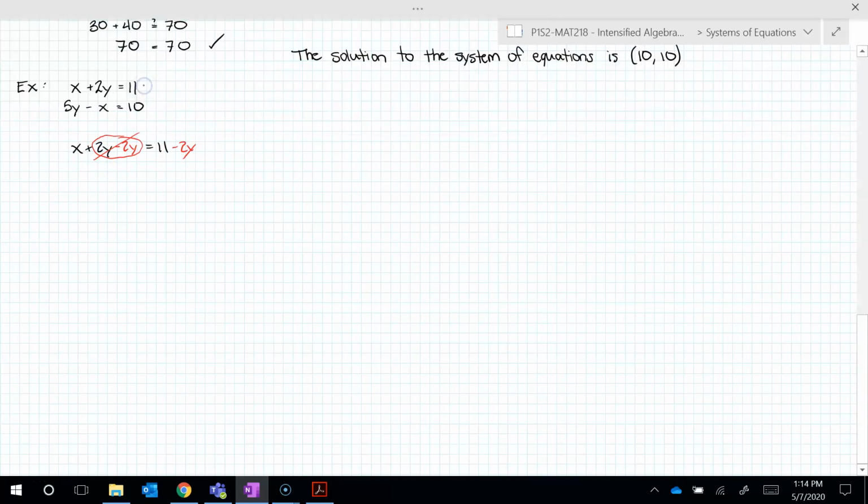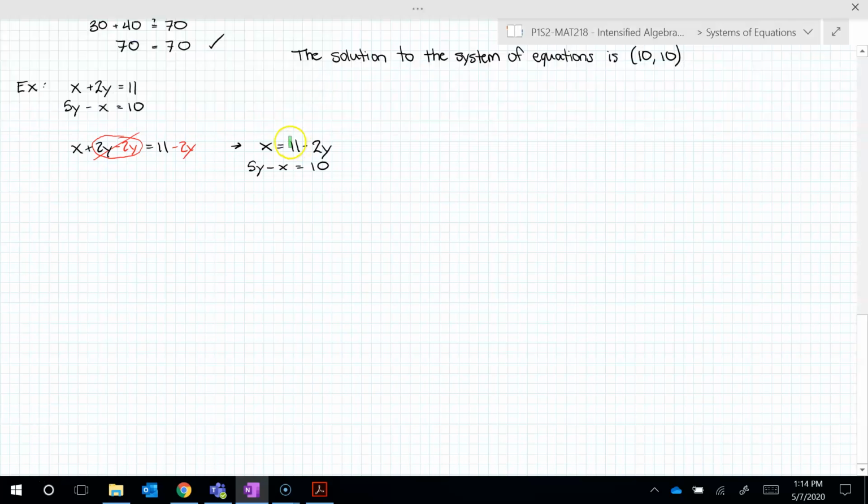So in the first equation then, I would have x equals 11 minus 2y. I'm just going to rewrite. It's still the same equation. I just rearranged it a little bit. In the next one, I have 5y minus x equals 10. But now I've achieved what I need to at the first step. I have a variable by itself.